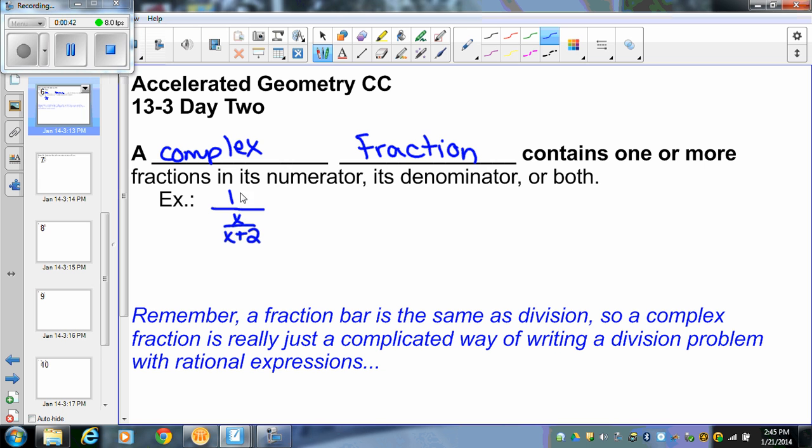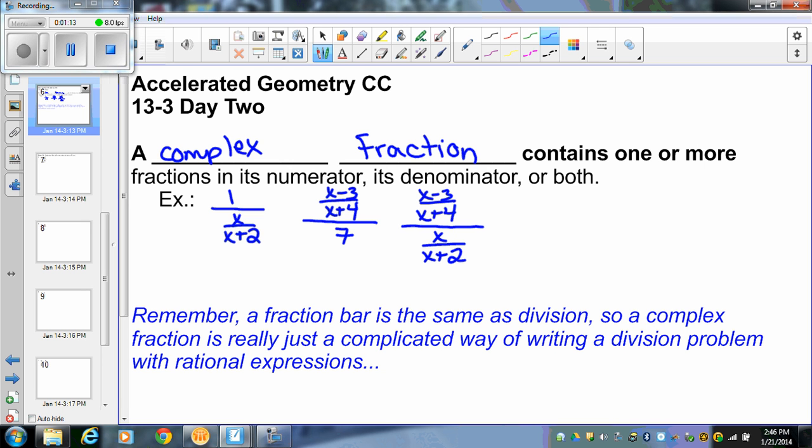So in the big fraction, the numerator is 1 and the denominator is x over x plus 2. So it's like a fraction within a fraction. Or an example of it just being in the numerator might be x minus 3 over x plus 4 all over 7. Or what if we had x minus 3 over x plus 4 all over x plus 2.